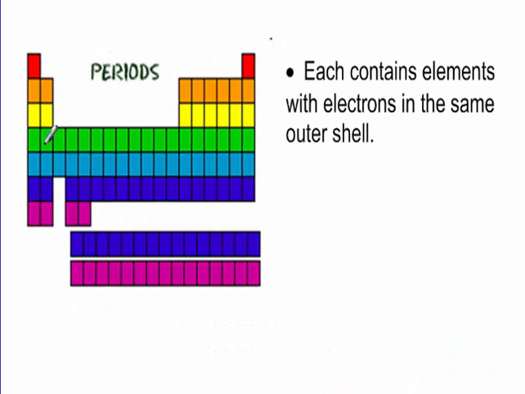Looking at periods, remember, those are the rows going across, and on the left of your periodic table they are listed from 1 through 7. The periods correspond to the number of outer shells. Each contains elements with electrons in the same outer shell. So in row 1 they have 1 ring, in row 2 they have 2 rings, in row 3 they have 3 rings.